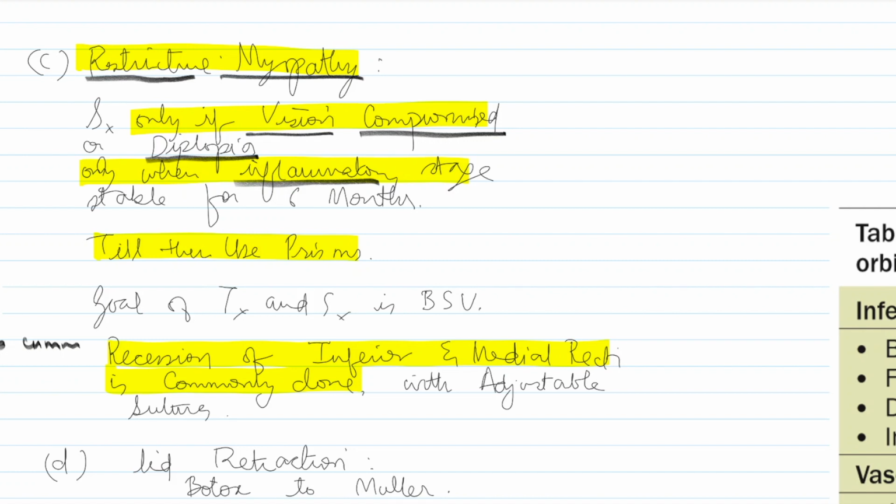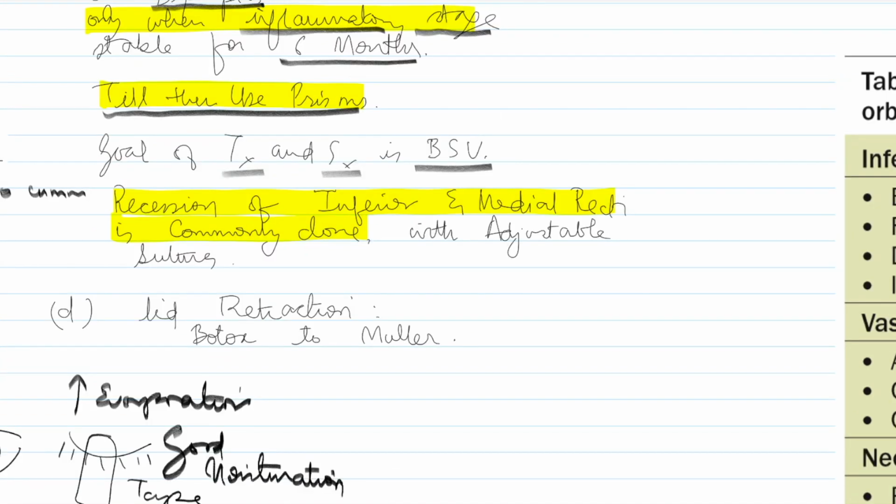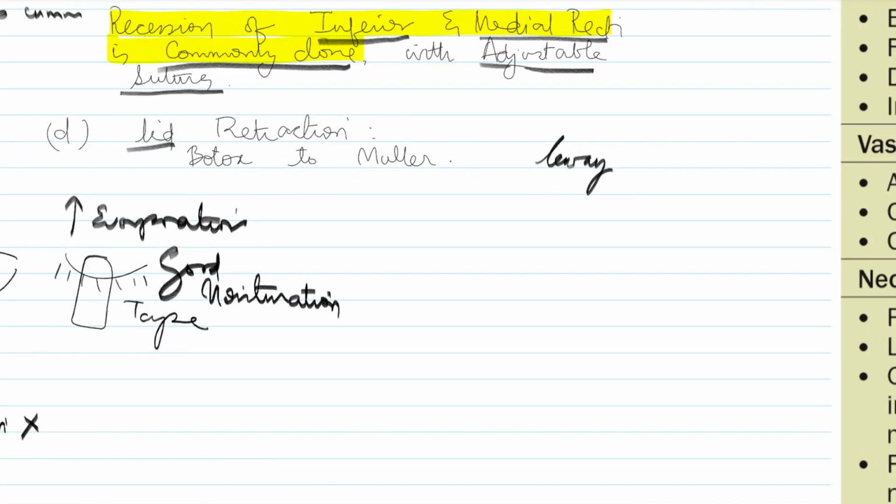The goal for treatment and surgery has to be binocular single vision. Recession of the inferior and the medial recti is commonly done with adjustable sutures. So you perform an inferior and medial recti recession, and for lid retraction, maybe you can go for a Botox injection to the Müller muscle. Many of these were aesthetic treatments, but you generally go for a functional treatment first. So that was a short summary of thyroid eye disease.